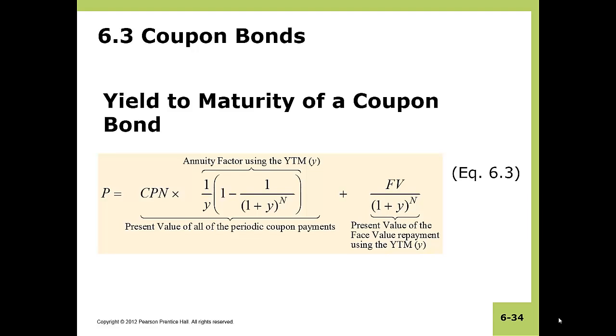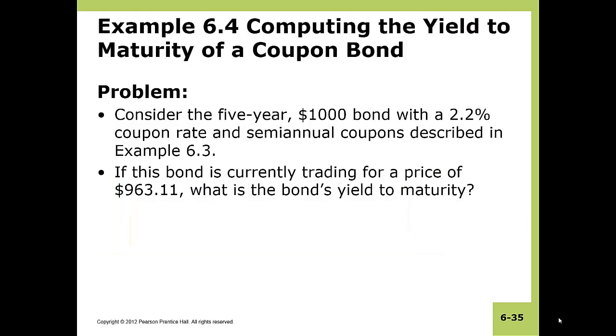You can do this on your calculators way easier if you put all the parts in correctly, with the negatives in the right spot and the positives in the right spot. So I'll explain how to do that, and it will make it a whole lot easier. All right, there's a 5-year, $1,000 bond, 2.2% coupon rate, and the semi-annual coupons described in example 6.3 that we did before. If this bond is currently trading for a price of $963.11, what's the bond's yield to maturity?